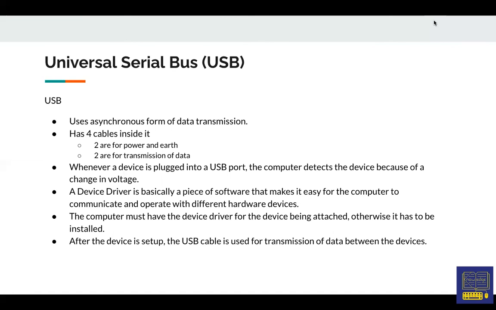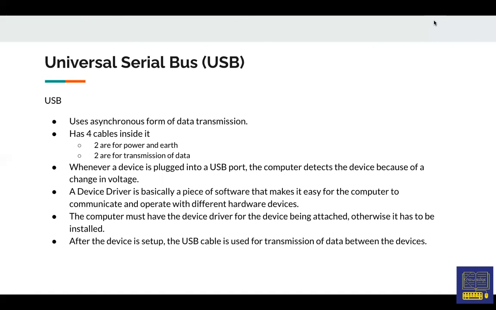That is why software like device drivers are made, to essentially make sure that your device is compatible with whatever other device that needs to be used. All right, so a computer must have the device driver installed for the device being attached. Otherwise it is very difficult for the computer to communicate with the device, as you can understand.